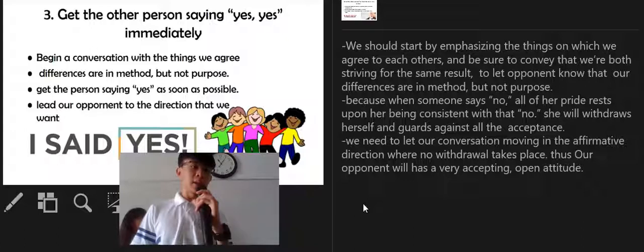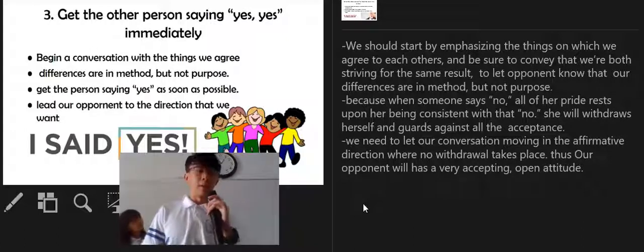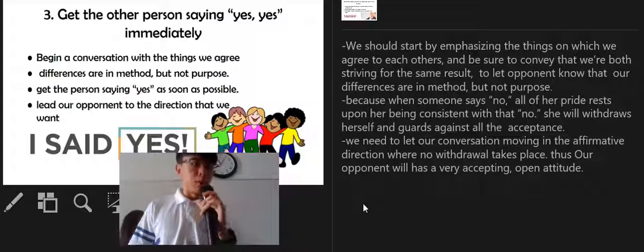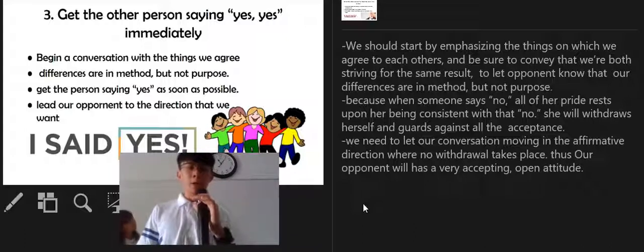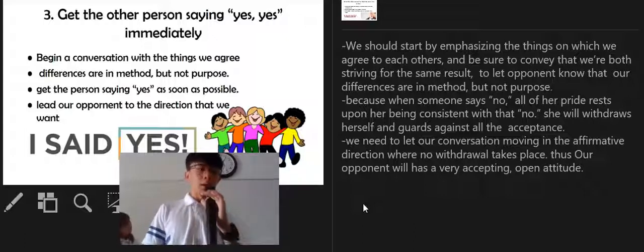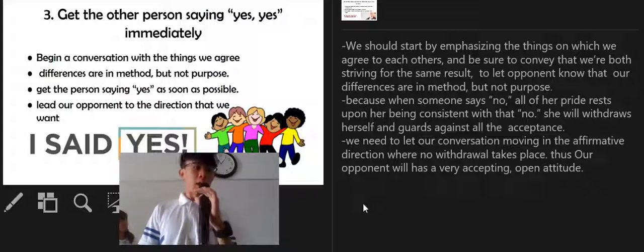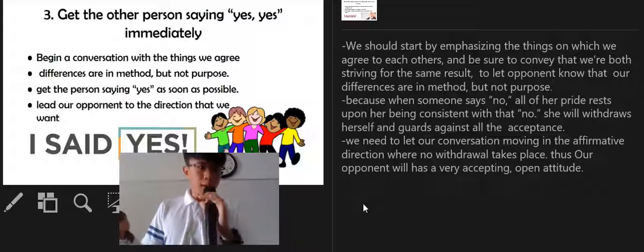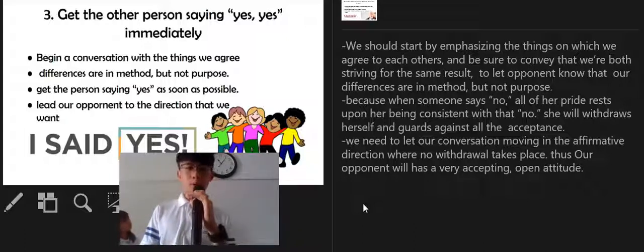The third one is to get the other person saying yes immediately. We can begin a conversation with the things that we agree on. We should start by emphasizing the things on which we agree with each other, and be sure to convey that we are both striving for the same result, to let opponents know that our differences are in method but not purpose. The second point is to get the person saying yes as soon as possible. Because when someone says no, all of her pride rests upon being consistent with that no. She will withdraw herself and guard against all acceptance.